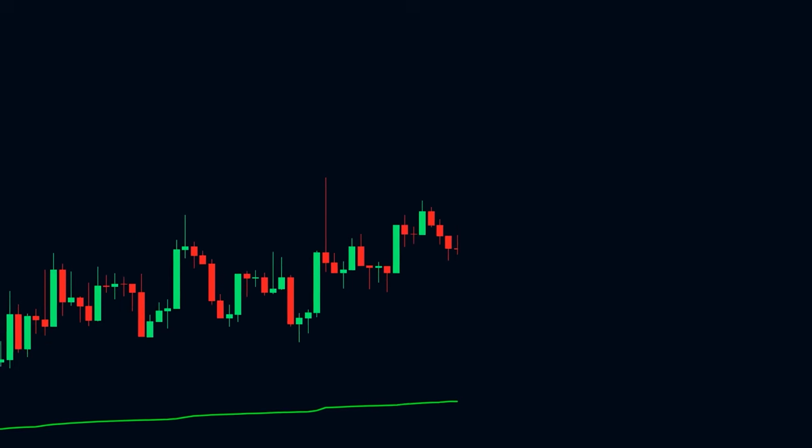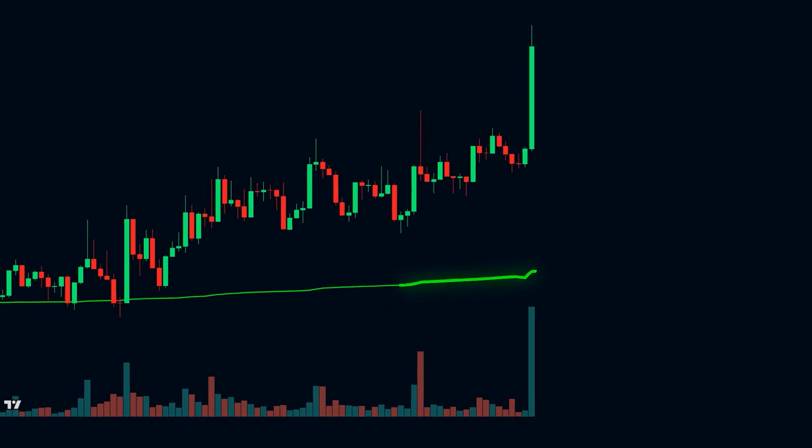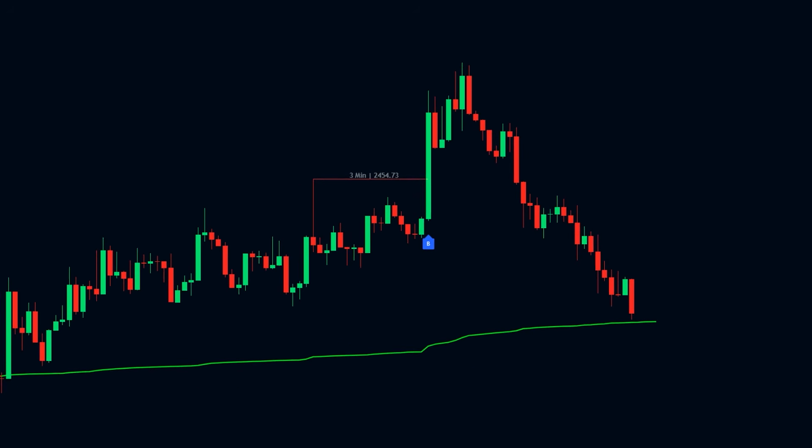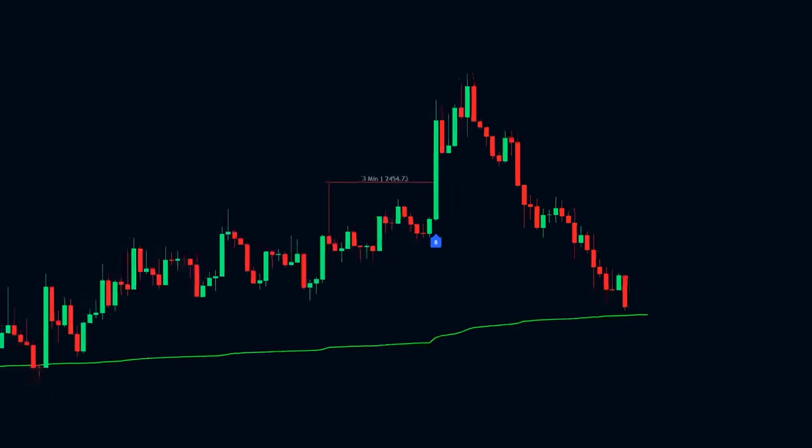You waited for the perfect setup. Price held above the VWAP, volume kicked in, and the trend looked strong. You bought the breakout and got trapped at the high. That's not a fluke. It's what happens when price and the VWAP stop agreeing.